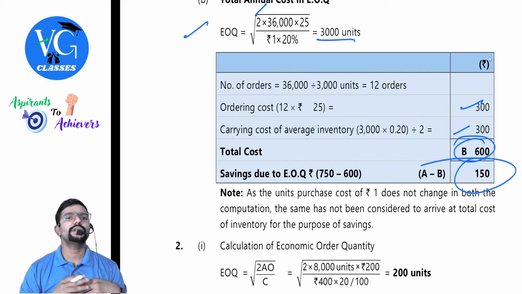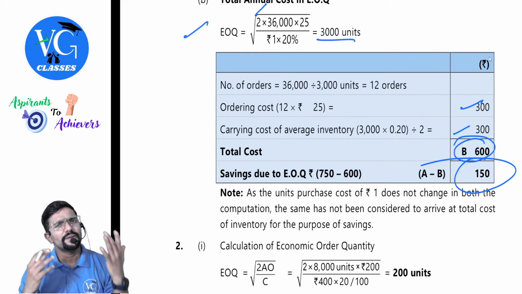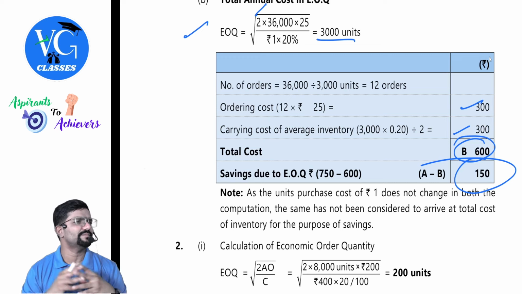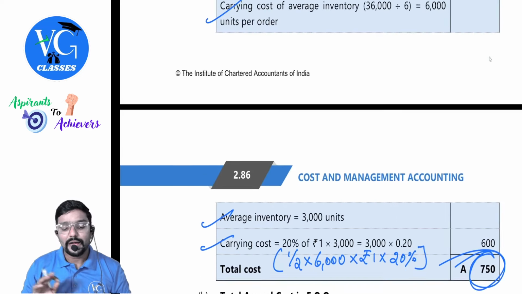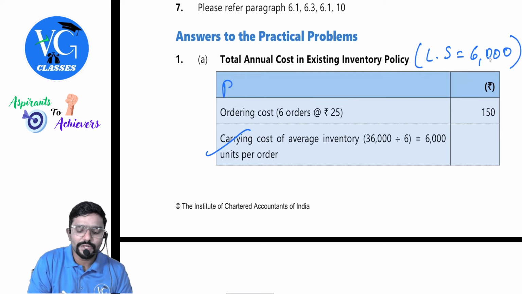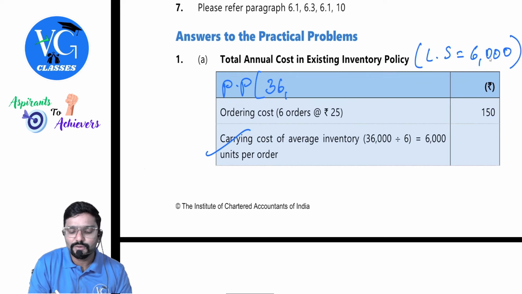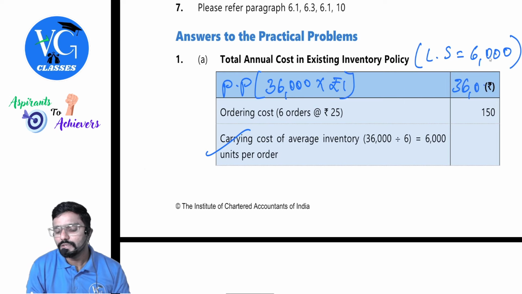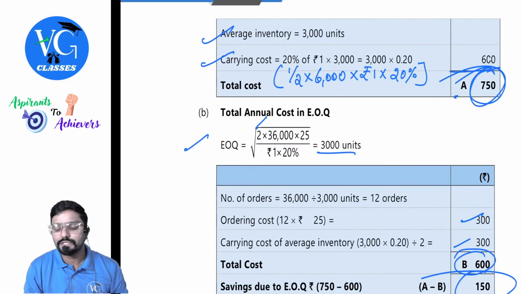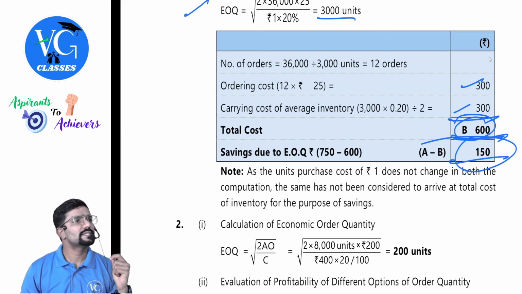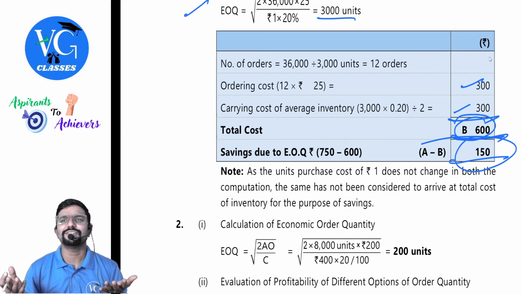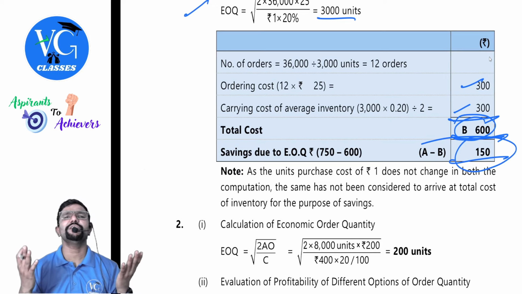Now you can observe, sir, they didn't take purchase cost. Why is it, sir? Because under both the options, purchase cost will remain the same. Will it affect? No. Only the total will increase, but the answer will not change, guys. Under both, if you want, you can show purchase cost as 36,000 into rupees 1, which is 36,000. So your total cost would be 36,750. Here the total cost would be 36,600. What is the ultimate difference? 150. Sir, then why didn't you take it, sir?